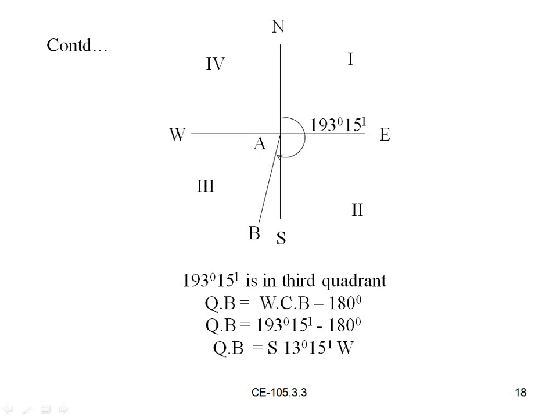Next, the last one, the fourth one, is 193 degrees 15 minutes. It is in the third quadrant. So quadrantal bearing is equal to whole circle bearing minus 180 degrees. That is, 193 degrees 15 minutes minus 180 degrees, which is South 13 degrees 15 minutes West.